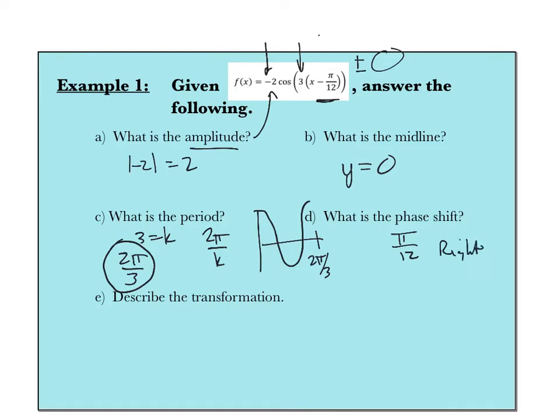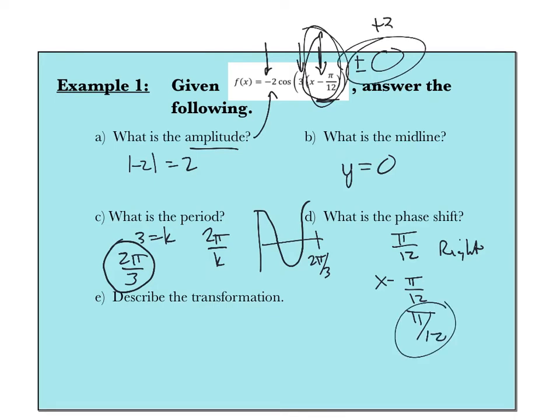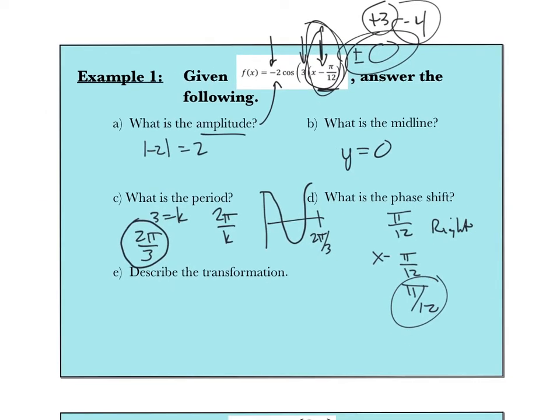Okay? This is going to be the opposite of what you would think. See how it says x minus pi over 12? You actually want just the pi over 12. On the outside where you have like +3 or -4, that's going to be exactly what you think. It means it's either going to move up or it's going to move down. Okay? So we'll describe the transformation.